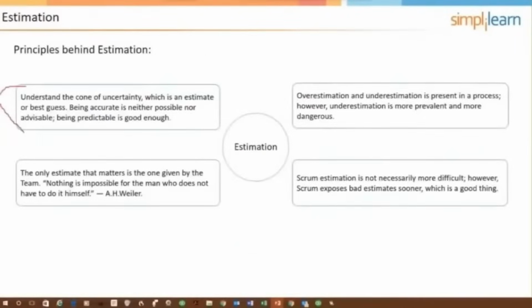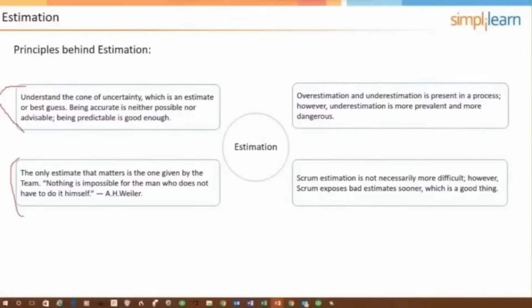Okay, below that, the only estimate that matters is the one given by the team. Supported by this comment here, nothing is impossible for the one who doesn't have to do it. So the product owner is like, team, come on, you can do this. The team's like, no, we know what our velocity is. No, the product owner says, I'm telling you, there's no way that can't be done. I know you can do it. I trust you. I believe in you. But the product owner doesn't have to do the work.